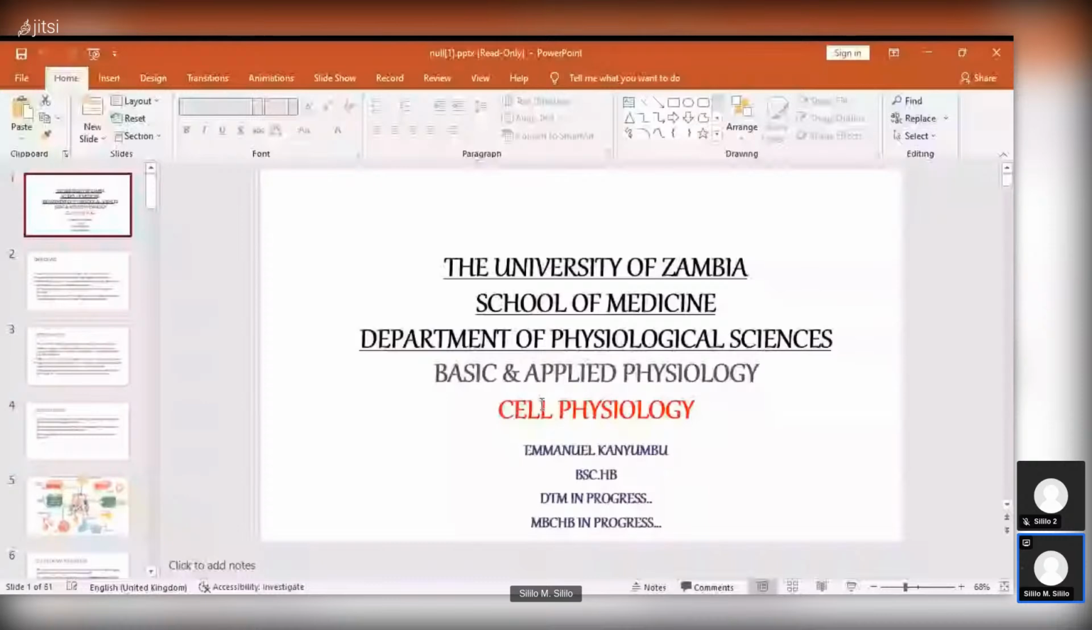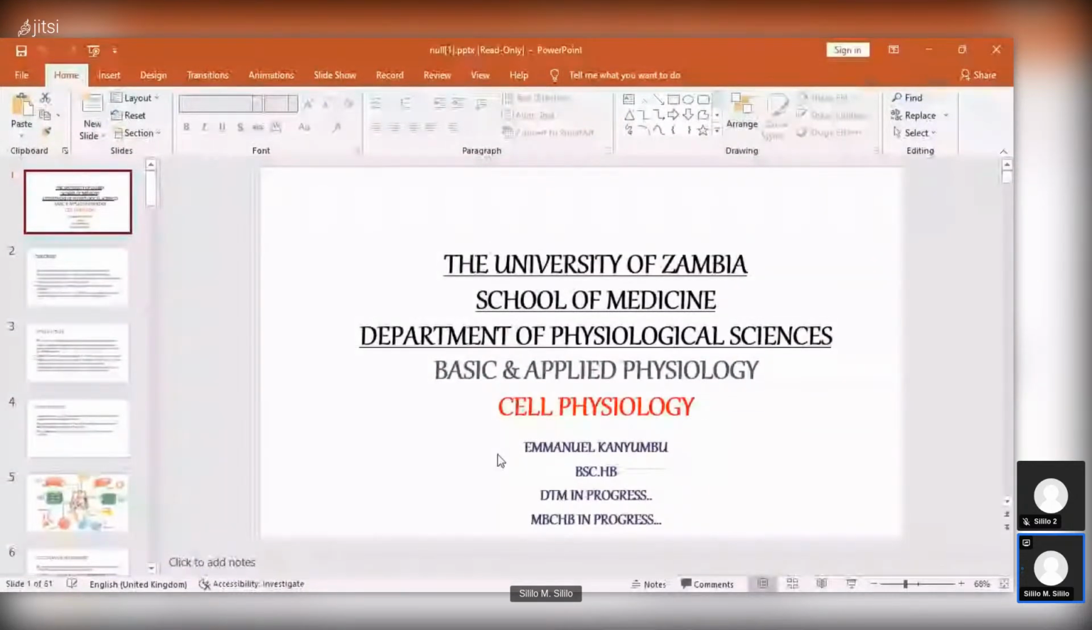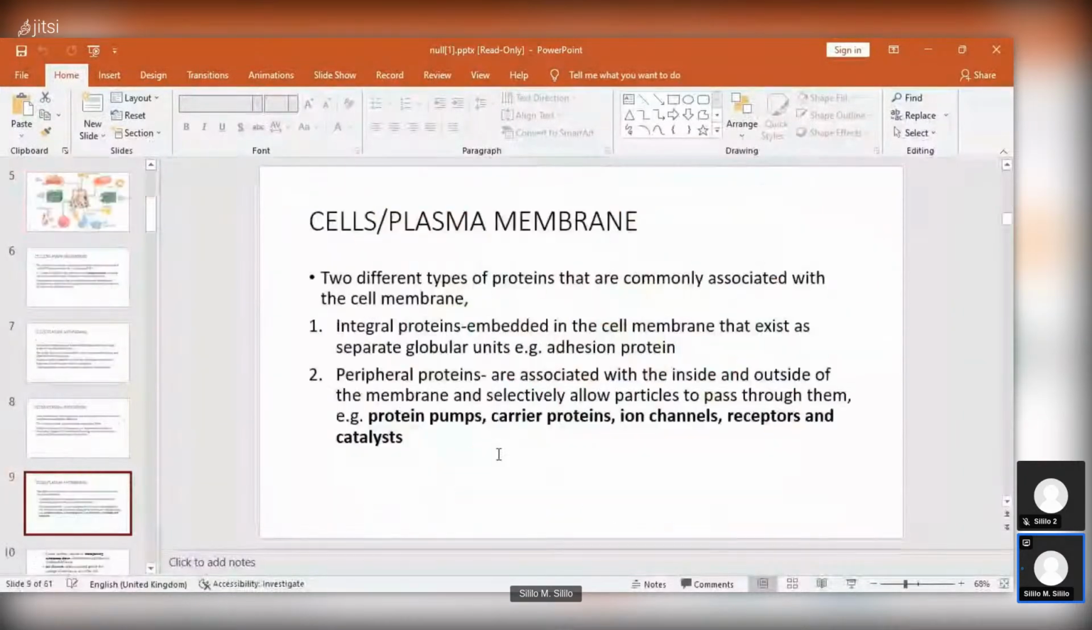Okay, let's keep going so that we have time to finish this. I think we did the nucleus yesterday. And we were talking about the endoplasmic reticulum, correct? I think that is where we ended. Let's go back to the previous slide.